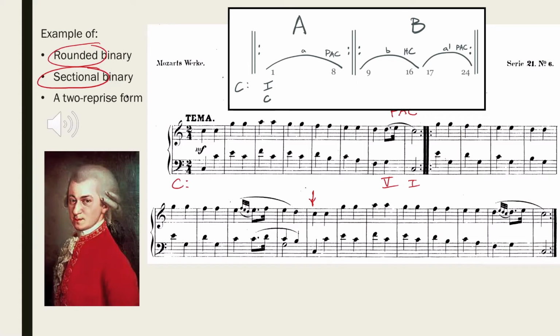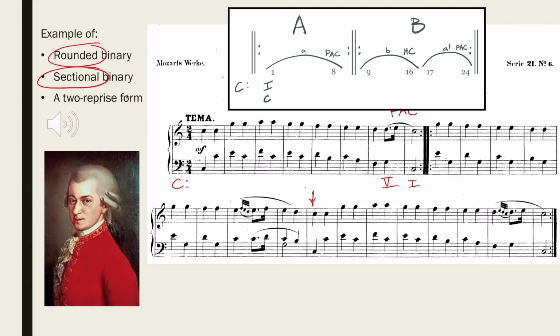Okay, so you can look at my form diagram here. I'm showing the two big sections, A and B, with a capital letter for each. And then I'm showing the internal organization where the A section really just has one long 8-bar phrase, which I've labeled with a lowercase a.